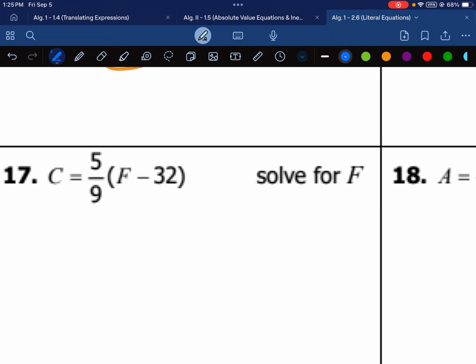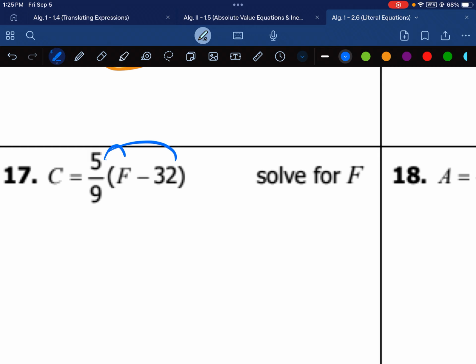C equals 5 over 9 times the quantity of f minus 32, and we're supposed to solve for f. Okay? So when there's a fraction in front of the parentheses and we're solving for what's inside the parentheses, we could do one of two things. We could distribute this 5/9 first, or we can multiply by the reciprocal.